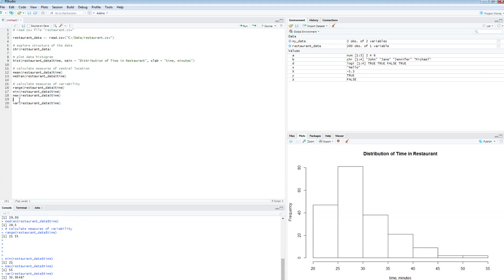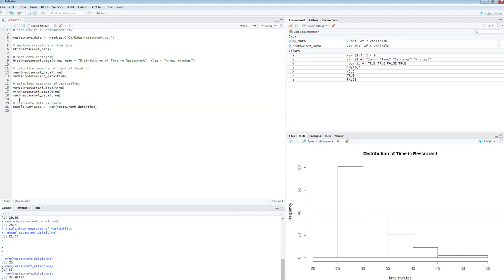Actually, you know what? I'm going to leave a comment right here. Calculate data variance. And I'm going to assign that to a variable, which I'm going to call sample variance, because it is a sample, right? I have 200 people out of how many? Thousands and thousands, right? So it is a sample.